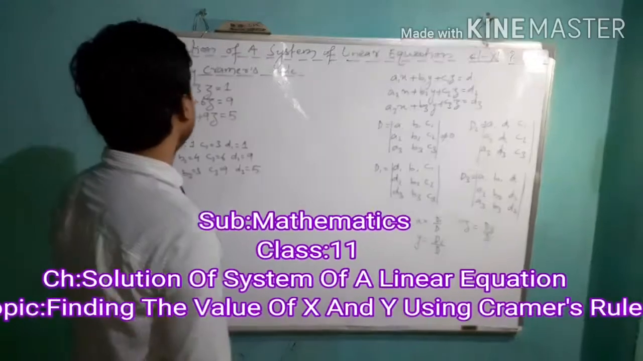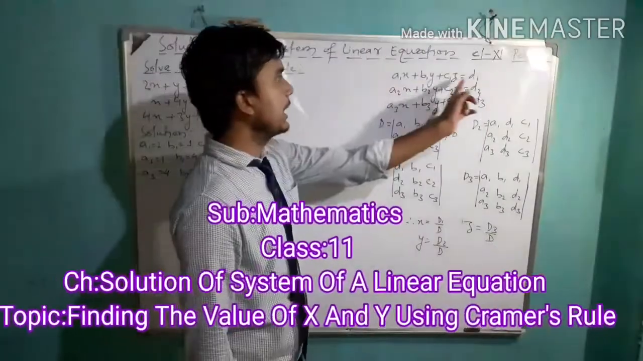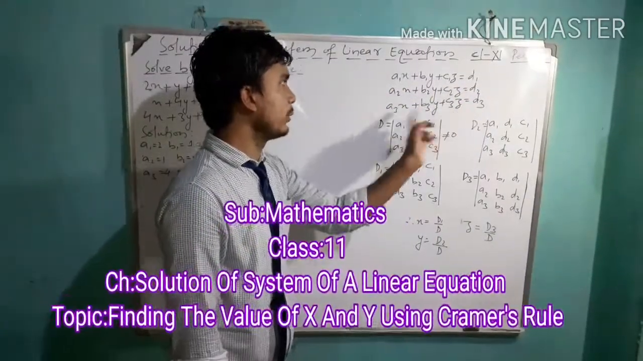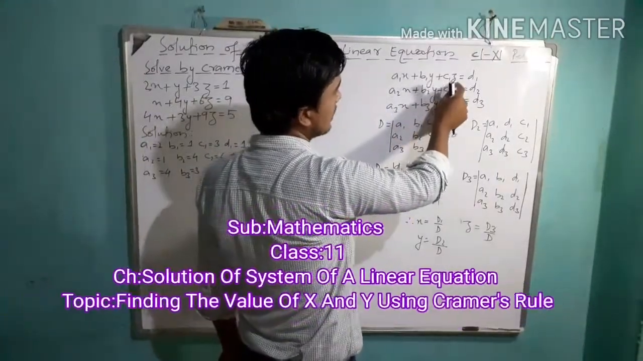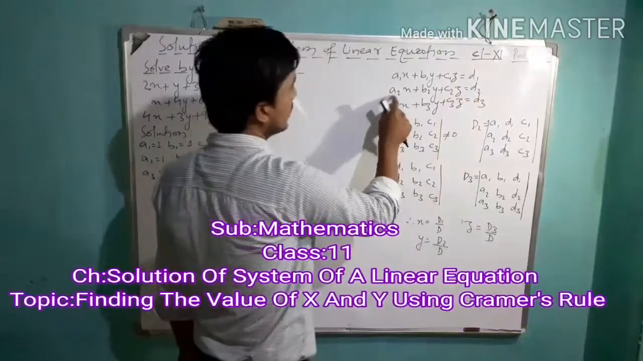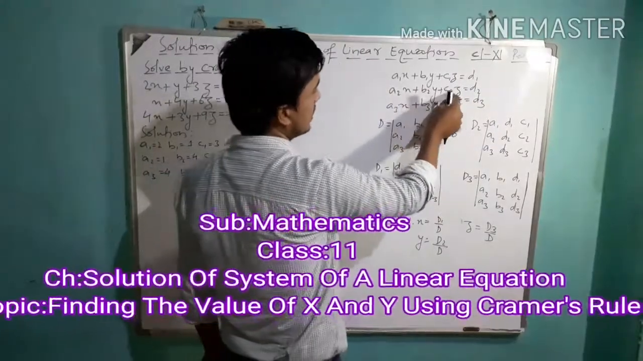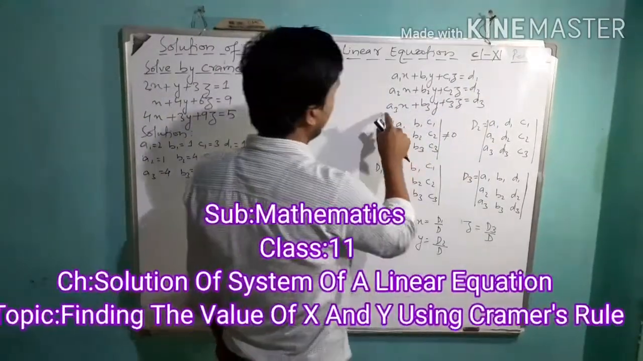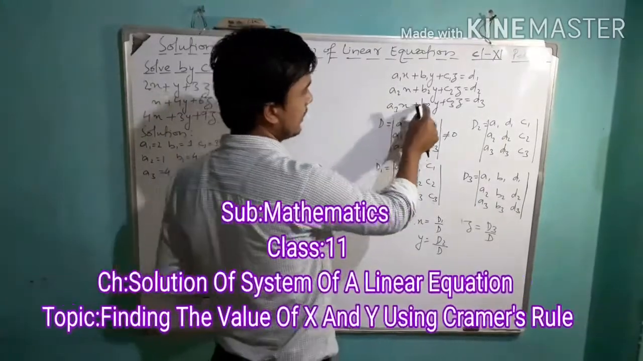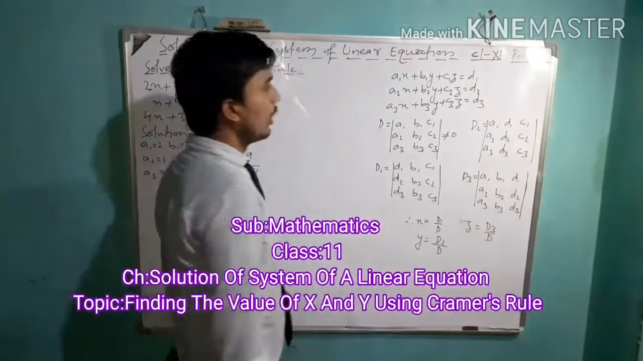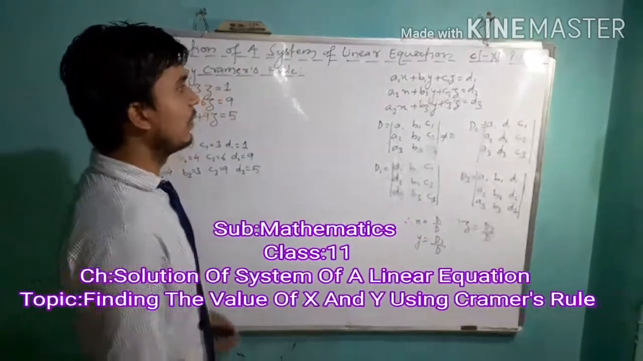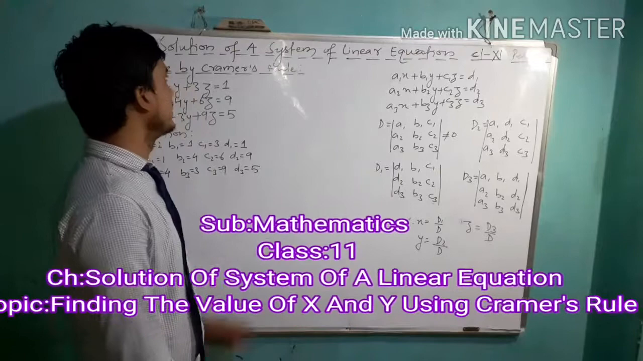So suppose we have equations given in this form, right? If we are given three equations, suppose a1x plus b1y plus c1z equals d1, a2x plus b2y plus c2z equals d2, a3x plus b3y plus c3z equals d3. Then what do we have to do to find the values of x, y and z using Cramer's rule?